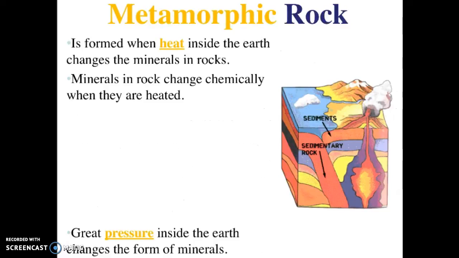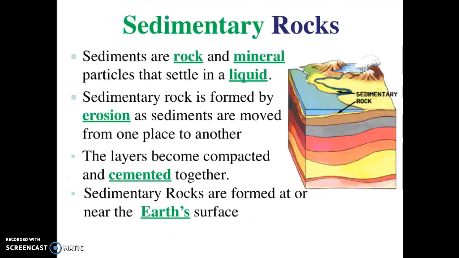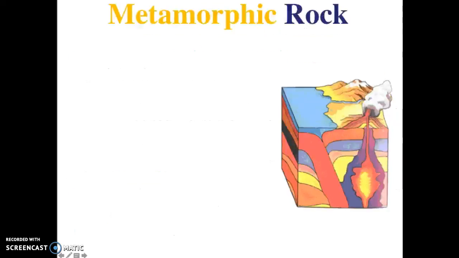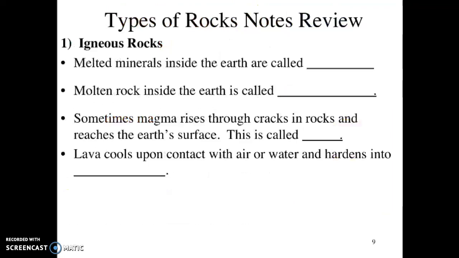We go through metamorphic rock, talk about the processes of metamorphic rock. The process here is heat and pressure. The process of the igneous rock was what? Anybody remember? Heat. The process for metamorphic is heat and pressure. Then we will go to the type of rocks.